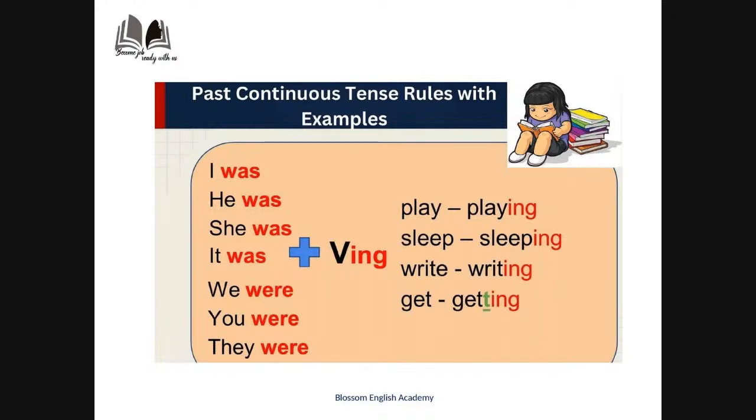So the rules are quite simple for past continuous tense. In order to frame a sentence, you would be using was or were plus the verb in ing form. Whenever there is a continuous tense, just know that the verb would be in ing form. Depending on the pronouns and the nouns, if it is a singular noun, you would be using was. You're talking about one particular object, one particular person, one particular place, then you would be using was. He, she, it, I, these all denote one singular noun. So you use was plus ing form.